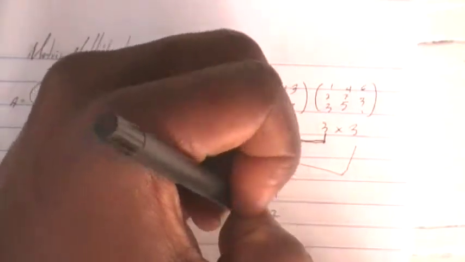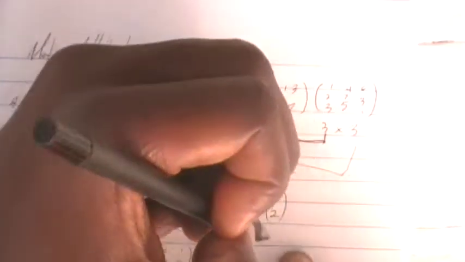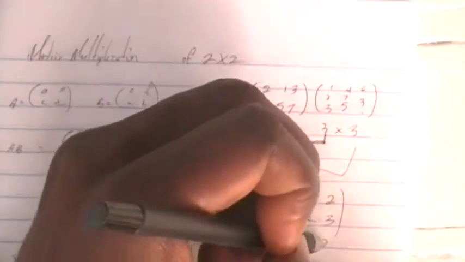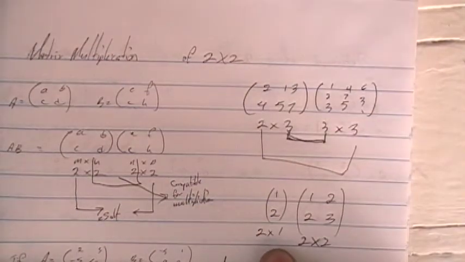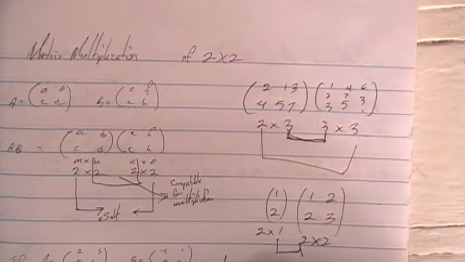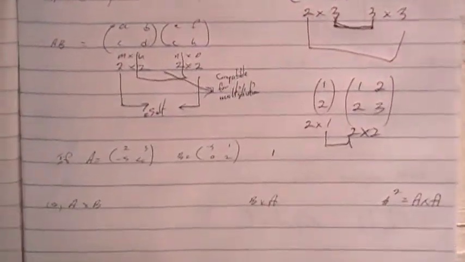1, 2, and what is this? This is a 2 by 1, and then we have 1, 2, 3, 4. Good. Can these be multiplied? 2 by 1, and this is a 2 by 2. Can they be multiplied? No. Why not? These are different. Okay? Alright. Let's do multiplication of 2 by 2 matrices.